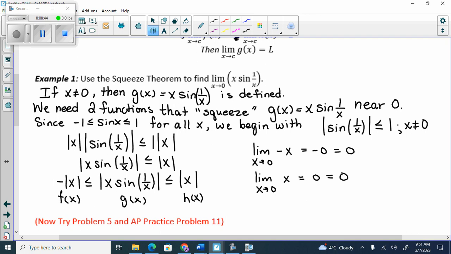Wait a second. So now the f of x is approaching 0. The h of x is approaching 0. So what can we say about the g of x then? It has to approach 0 because you squeeze it between those two, right? So therefore, the limit as x approaches 0 of x sine 1 over x equals 0.